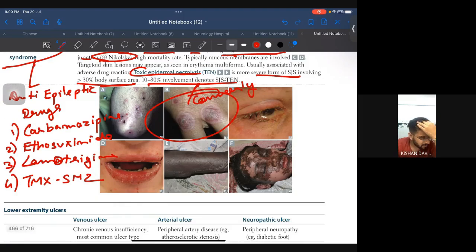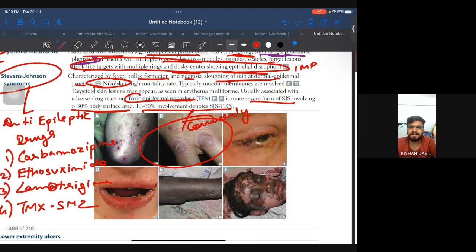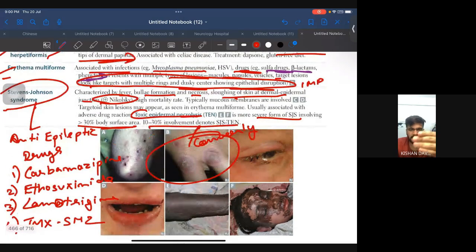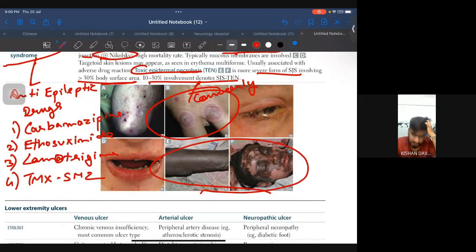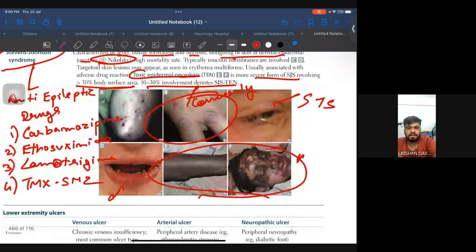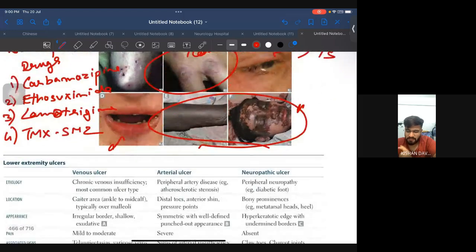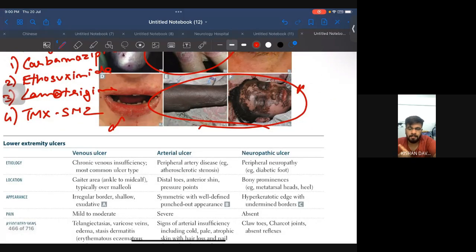Okay, so if it is less than 10%, it is Stevens-Johnson; if it is 10 to 30%, it is SJS-TEN overlap, and greater than 30% is TEN. See these images. This is about TEN, toxic epidermal necrolysis. This is Stevens-Johnson syndrome. Okay, so images are very important when you are doing the exam.